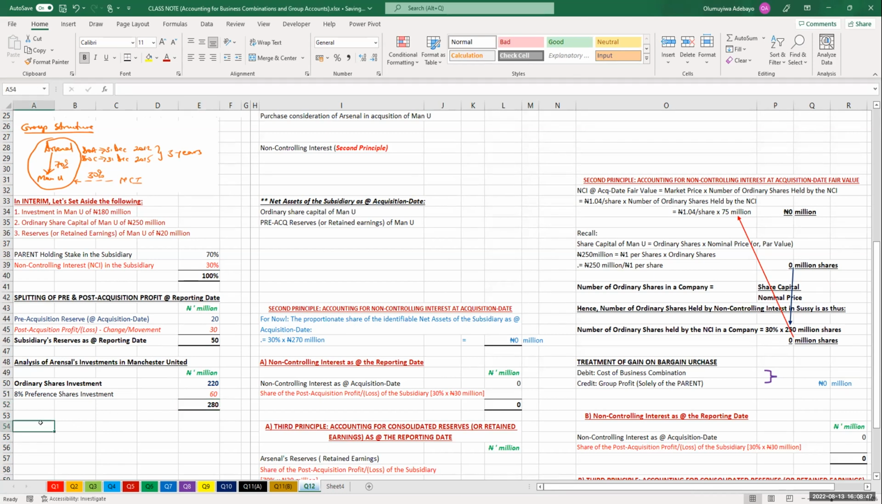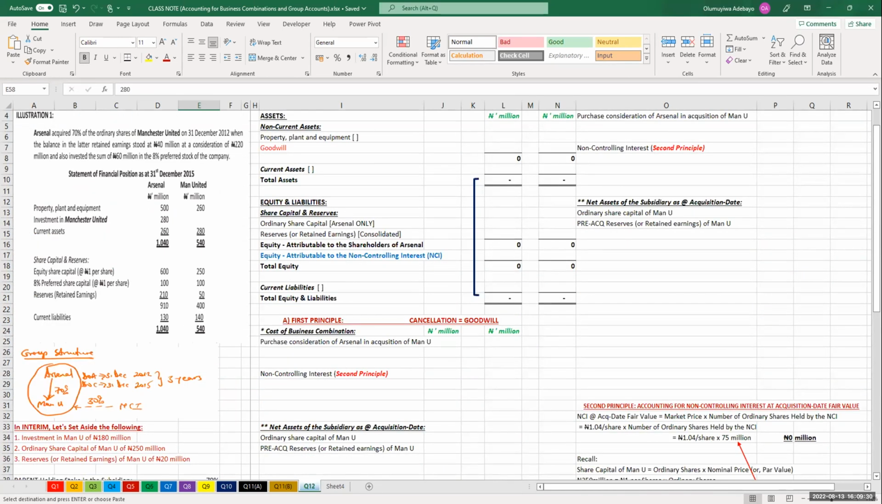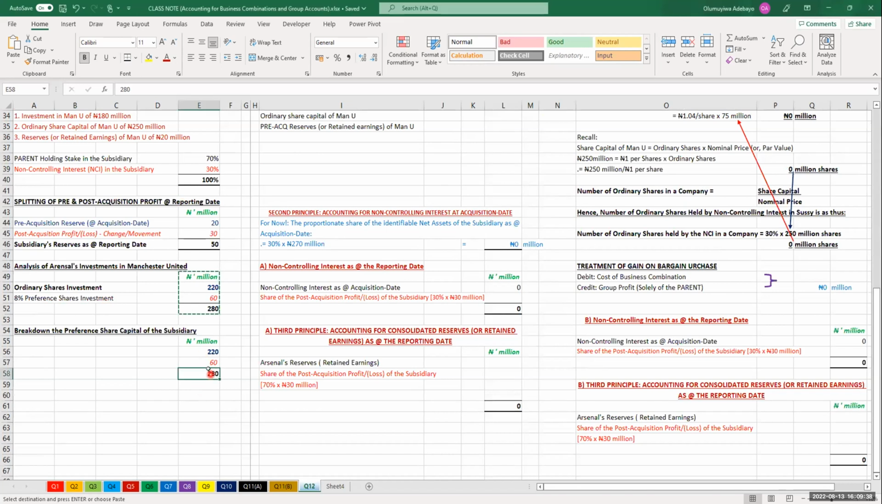Now, again, let's also break down the preference share capital of the subsidiary. Let's break it down. Doing that, what does it give us? We also use a similar methodology. Now, if we go by way of it, the total value is 100, which is what we have here. Okay, let me put up my spotlight. We have 100. Now, this 100, I can bring it down here and say 100.